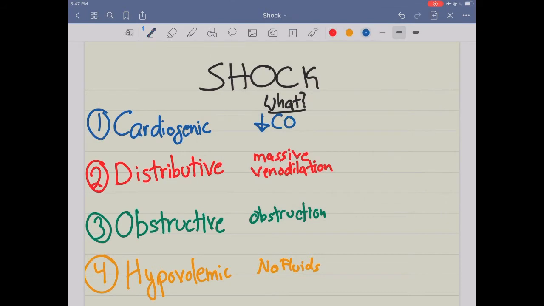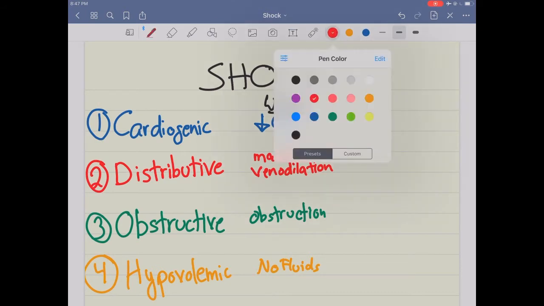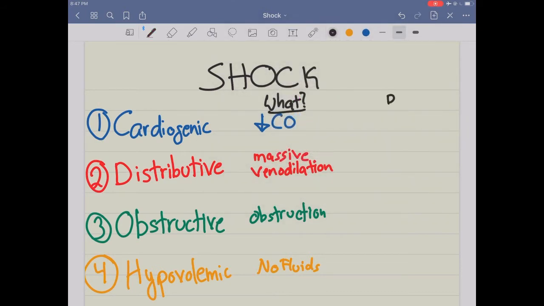So let's talk about our differentials. Our differentials in each are going to be fairly simple here. What causes cardiogenic shock? It's going to be MIs, heart failure. You can have valvular abnormalities, such as acute MR or MS, severe aortic stenosis, and arrhythmias can cause cardiogenic shock. What about for distributive shock?